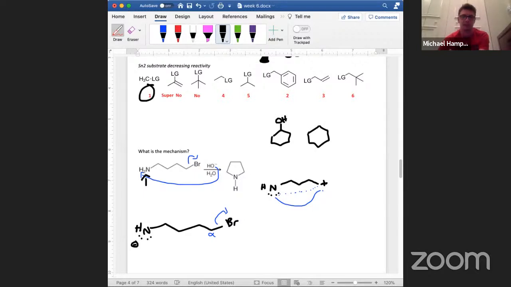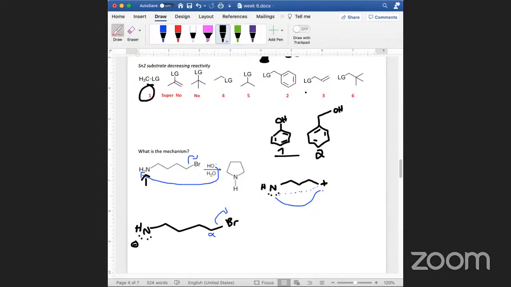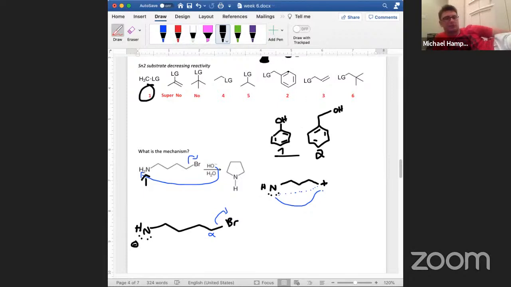Which one of these has more resonance, the left or the right? In these, 1 here or 2 here, which one has more resonance? Isn't it the first one? Correct. And the reason for that is because of the ring.